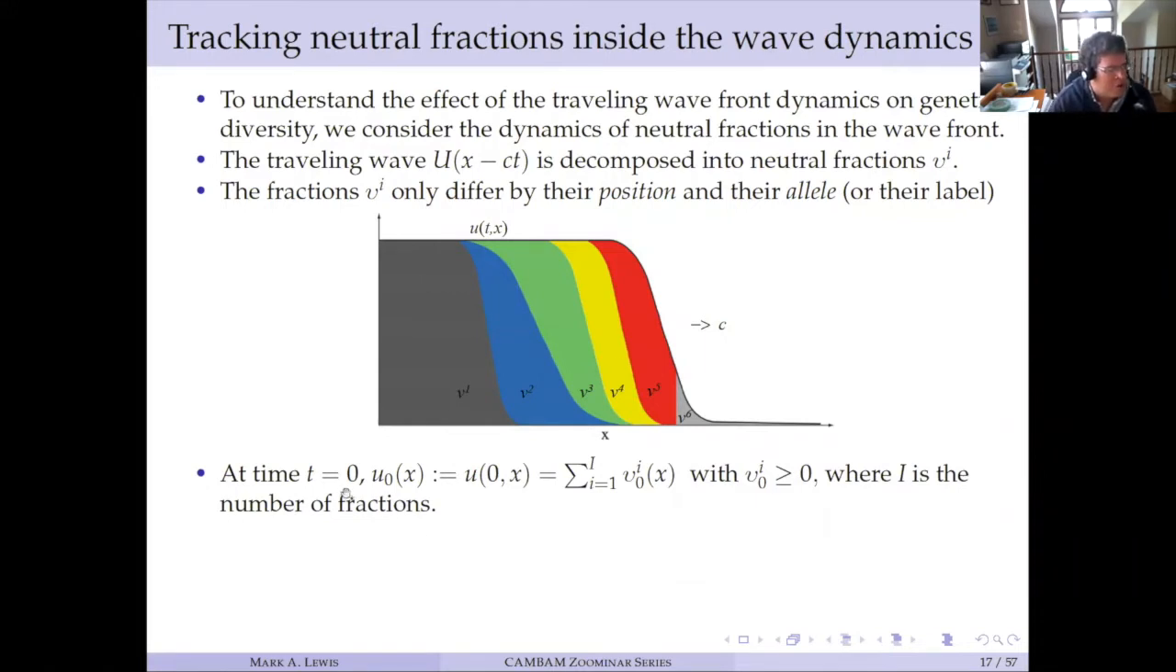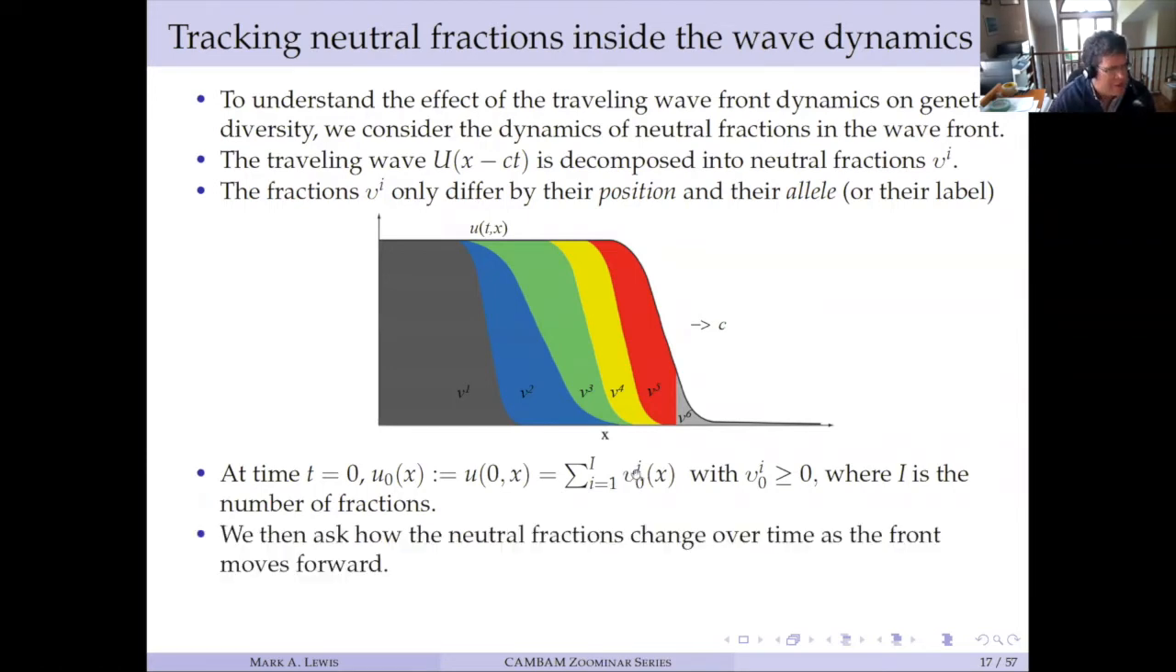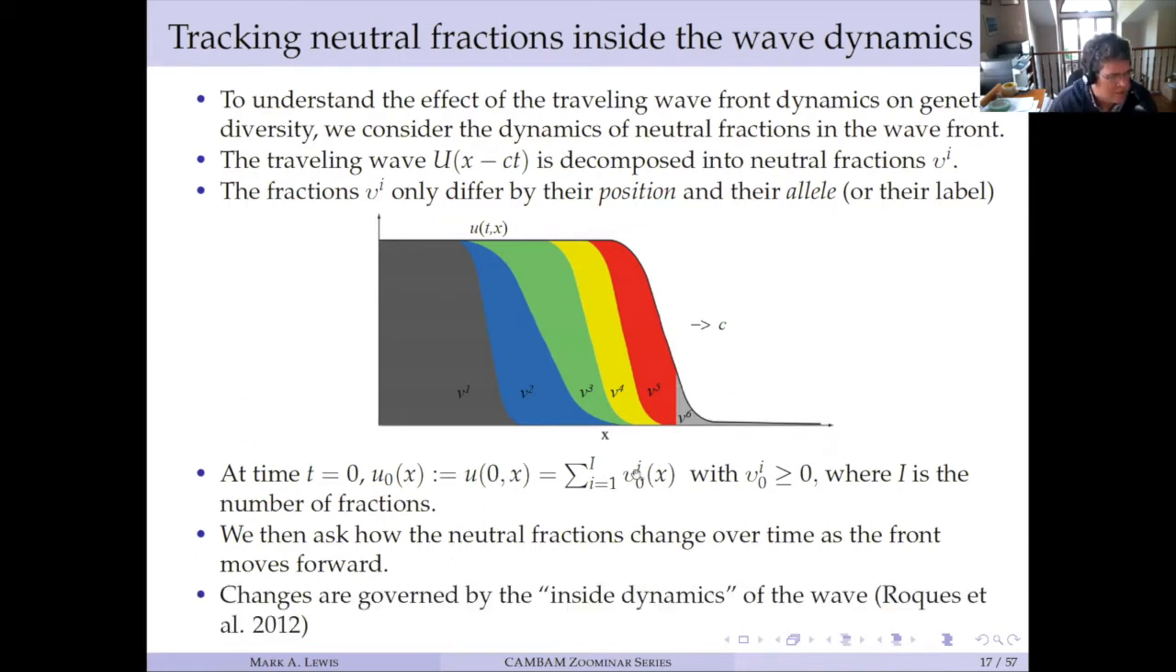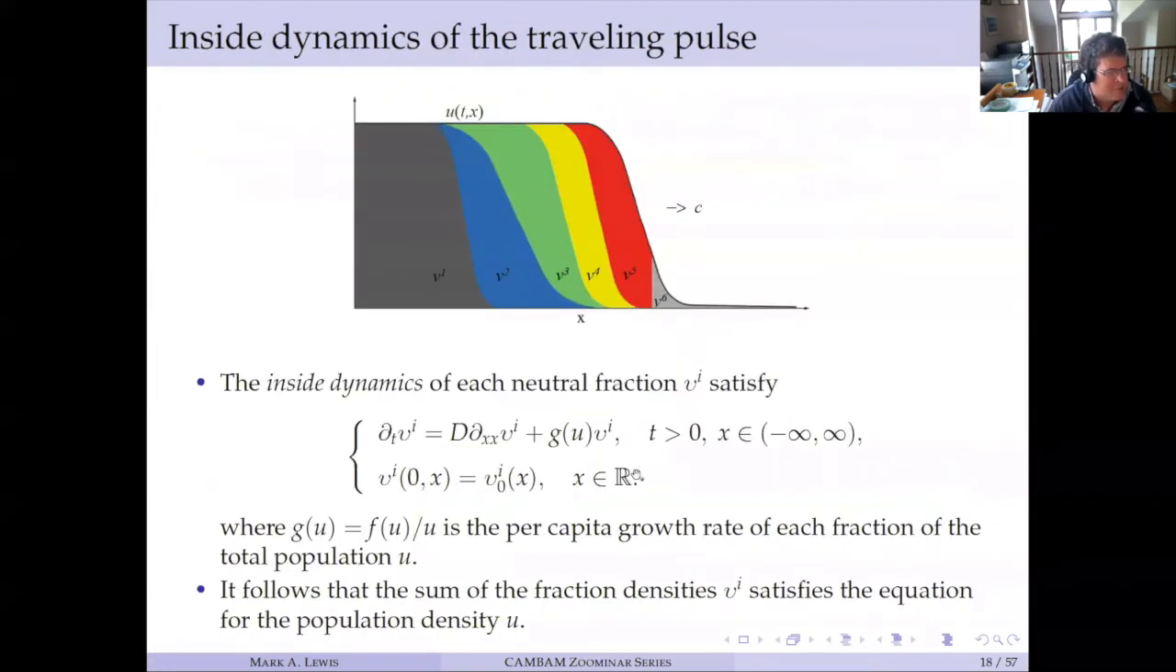And so we're breaking down the wave into these neutral fractions initially. And then we ask how they change over time as the front moves forward. Does it keep that shape, or do they mix up, or what do we see? These changes are governed by what are called inside dynamics. And Roques and Garnier, this French group of PDE analysts, looked at this case and developed some theory for it, which is very beautiful.